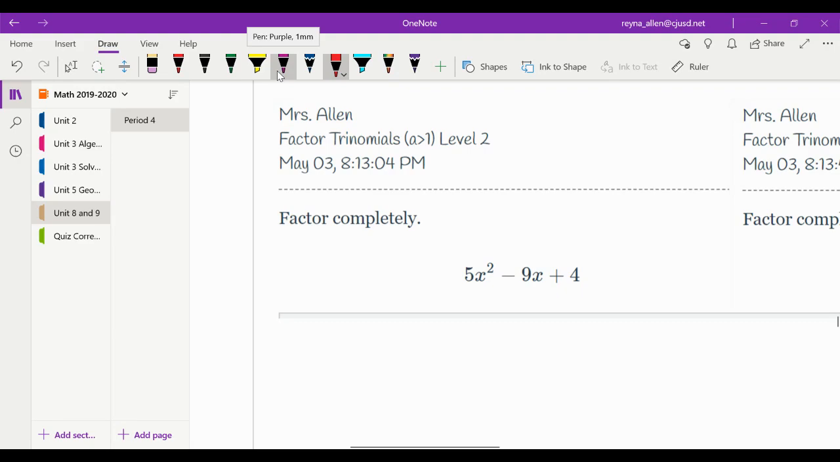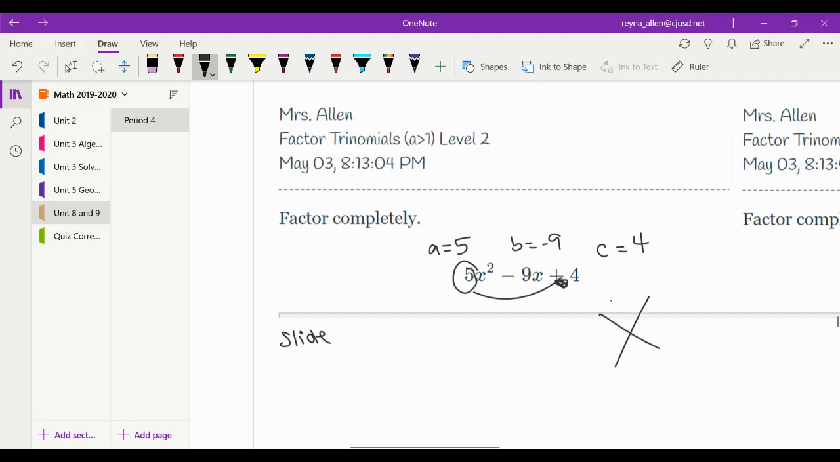Okay, so this next one. I would first label my A, B, and C. So A is 5, B is -9, and C is 4. So what's my first step? We are going to slide. So we're going to take our A, and we are going to slide to the back. So what is 5 times 4? That is 20. And then the B goes on the bottom.